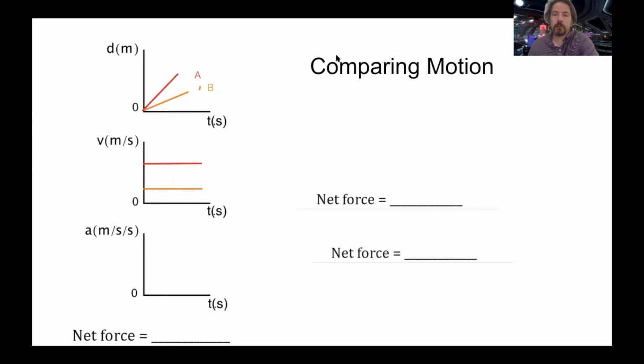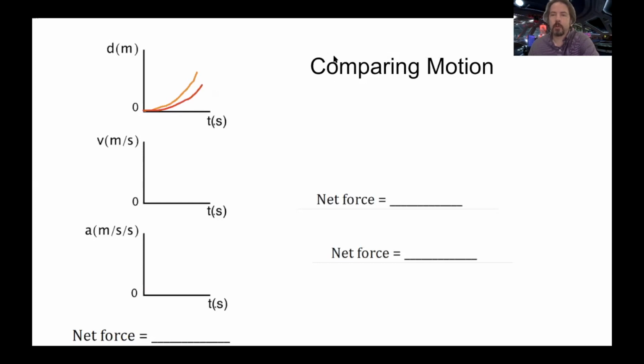What's my acceleration for both of those? Both of those, the acceleration must be 0. Switch to the red. Both of those must be 0, which means the net force must be 0 for both of them. Net force for both is 0. Okay, let's try another one. Same situation. Orange is letter B and red is letter A.